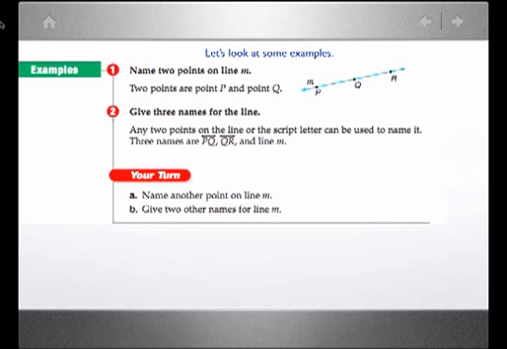Can you name another point on line M? Point R is also on that line, isn't it? Can you give 2 other names for line M? There's several other names. Line PR, line RP, line RQ, or line QP are all perfectly acceptable.